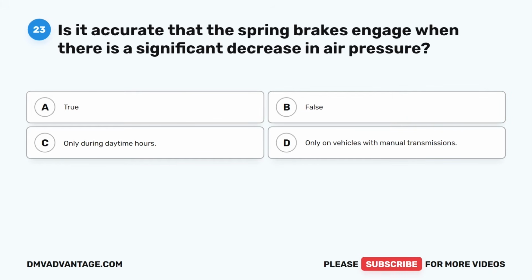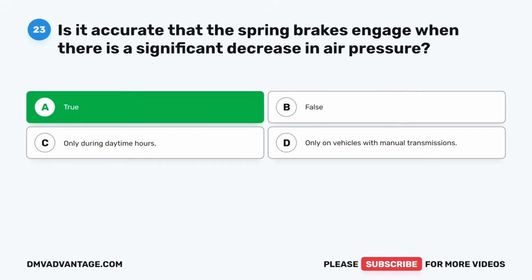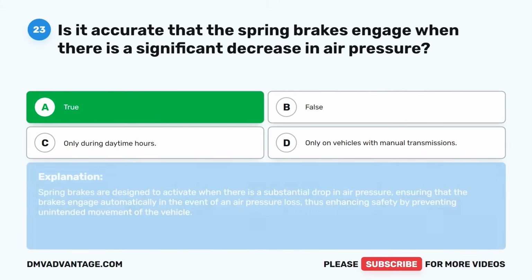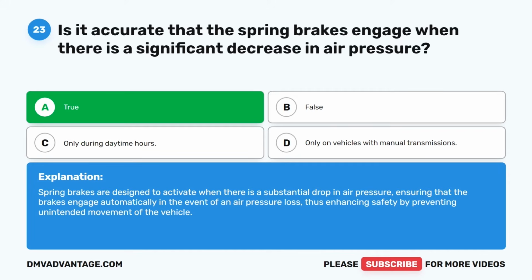Question 23. Is it accurate that the spring brakes engage when there is a significant decrease in air pressure? A, true. B, false. C, only during daytime hours. D, only on vehicles with manual transmissions. The correct answer is A, true. Spring brakes are designed to activate when there is a substantial drop in air pressure, ensuring that the brakes engage automatically in the event of an air pressure loss, thus enhancing safety by preventing unintended movement of the vehicle.